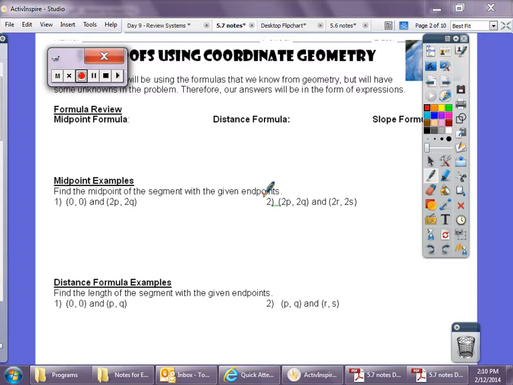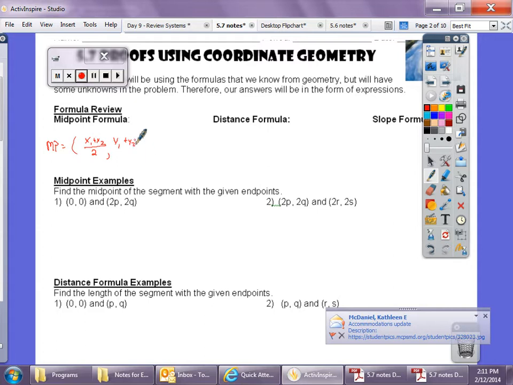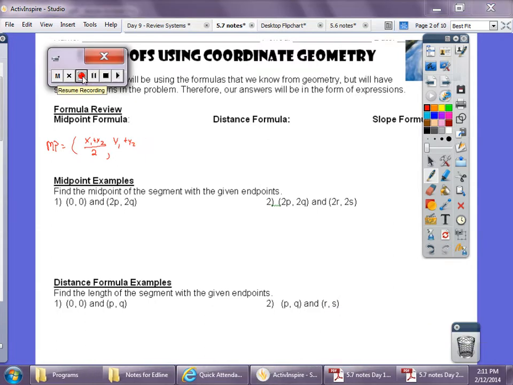Quick review. Midpoint formula. What we need to know about the midpoint: our midpoint equals x1 plus x2 divided by 2, so it's the two x values, and then y1 plus y2 divided by 2. So that will give us the midpoint. So we take the two x values, add them together, divide by 2, the two y values, divide by 2.